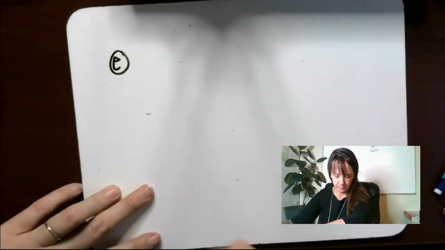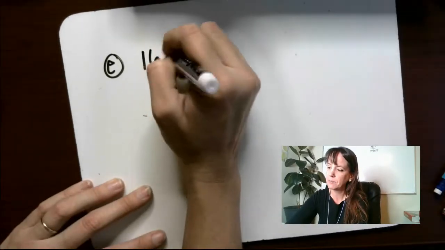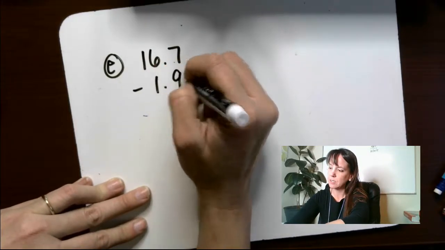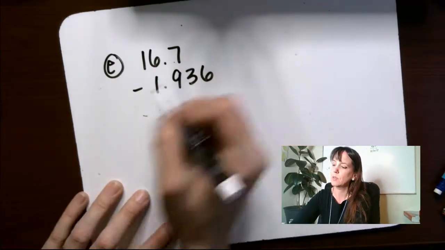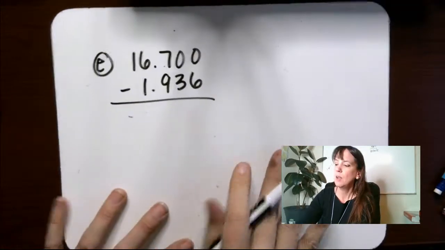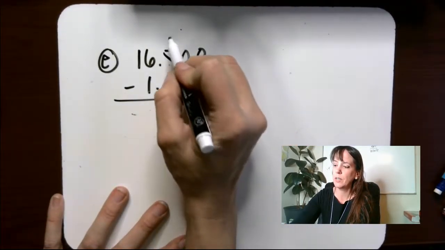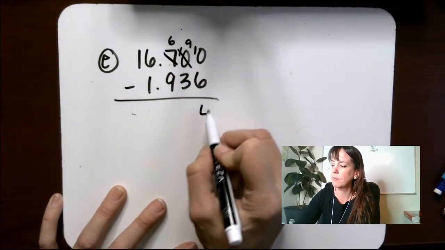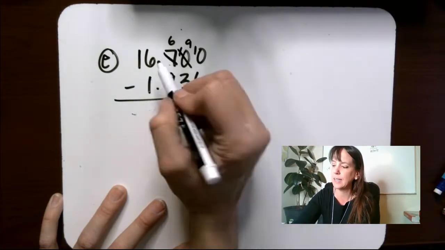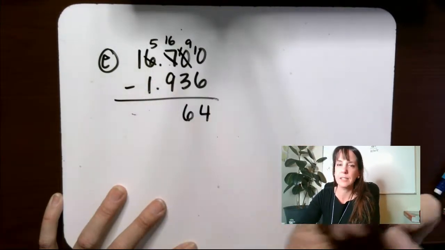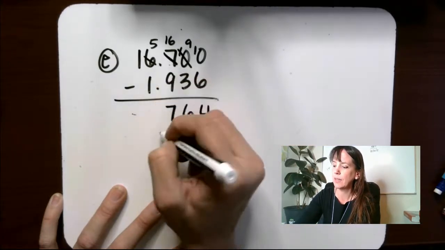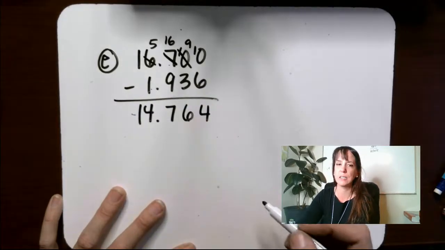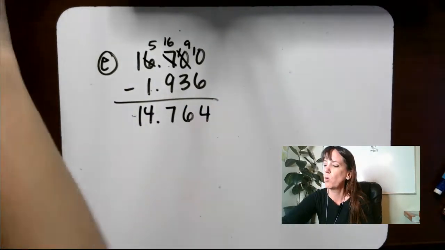Let's look at E. 16.7 minus 1.936. Throw some zeros here, right? Can't borrow, can borrow here. Make that a 10. Now I'm in a position to be able to borrow. 9, 10. This is going to be 4, 6. 6 minus 9 I can't do, so I'm going to borrow. Make that 16. 16 minus 9 is 7. Bring down that decimal. 15 minus 1 is 14. So 14.764.